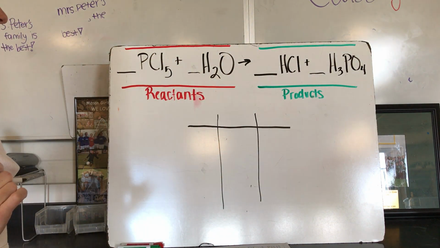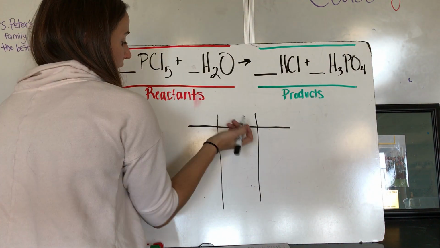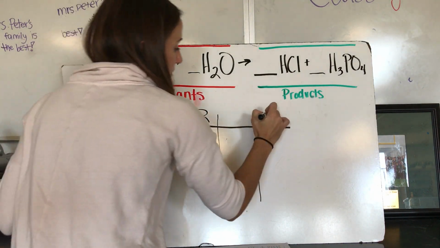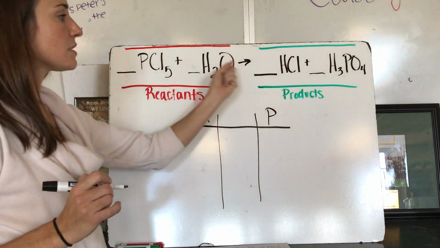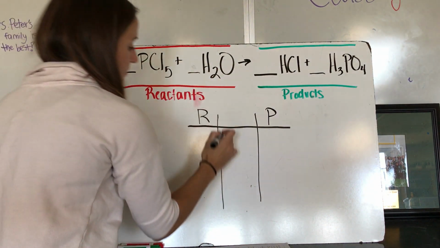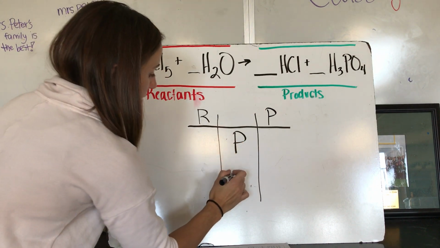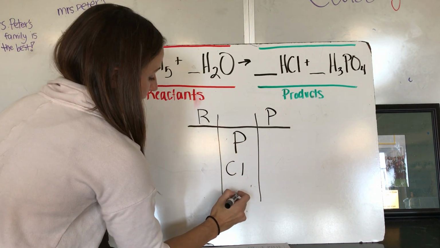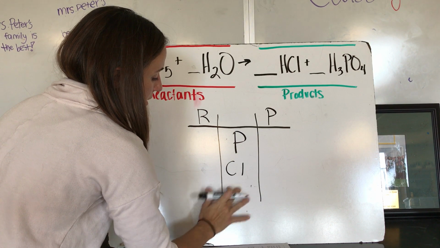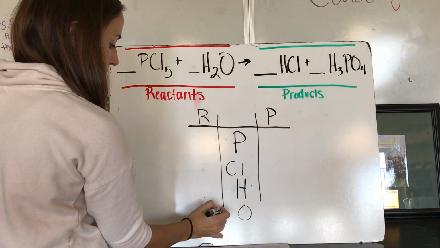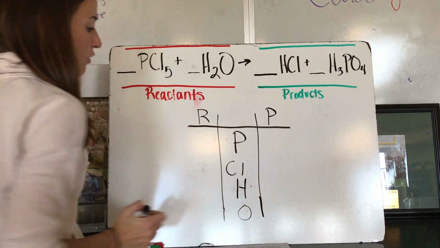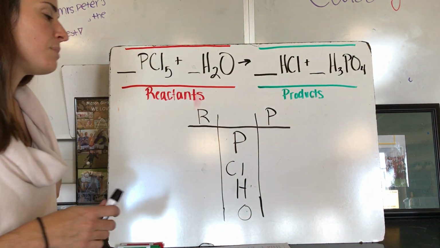So the first thing that I do is create a reactants and products chart, and then I list my elements. I always list them from left to right: phosphorus and chlorine, hydrogen and oxygen. So I have all of my elements, and they're the same elements on both sides.